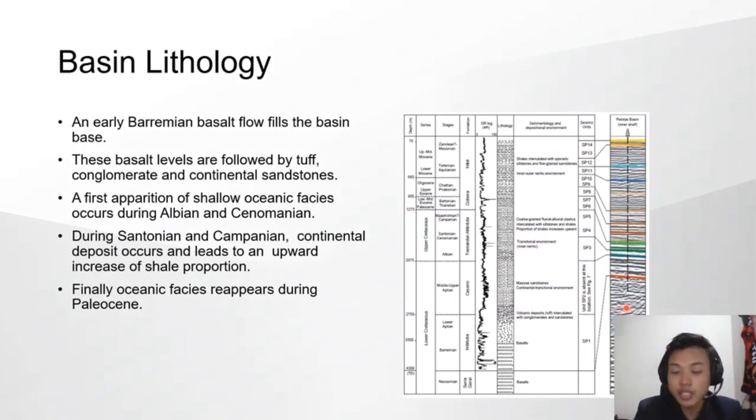From the lithology description, a Barremian basalt flow fills the basin up to this area, followed by the Albian and Cenomanian oceanic facies deposits. During Santonian and Campanian, a continental deposit occurs and leads to an increase of shale proportion up to late Cretaceous. Finally, oceanic facies reappears during the Paleocene and fills up the basin up to today.